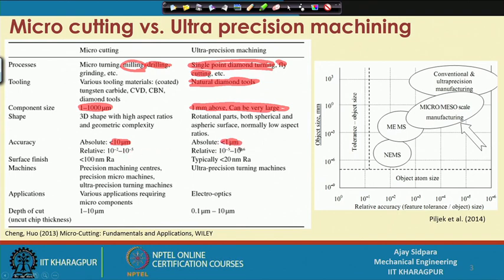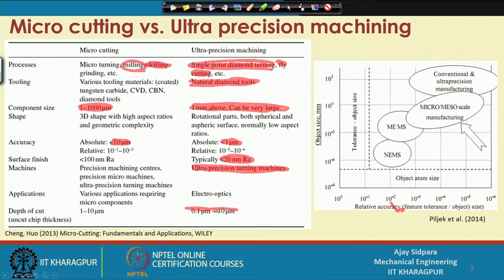And relative accuracy is obviously high; this is related to this part. Surface finish, you can very easily get less than 20 nanometer. 20 nanometer is also high; many times you will get less than 1 nanometer of surface finish on different optical components. Machines we use here are ultra precision turning machines for fabrication of different features. We have seen that bigger size machines are available, and micro machines are also available.